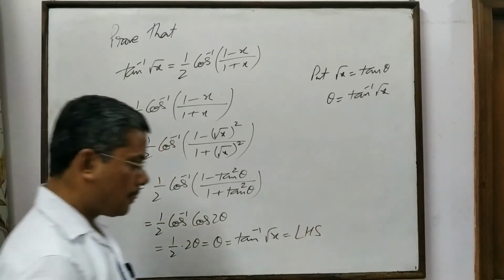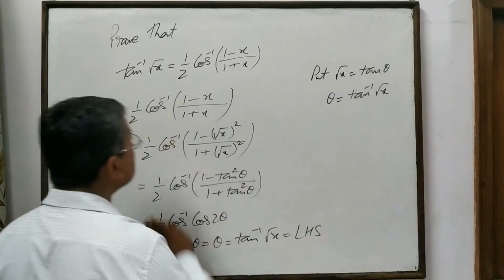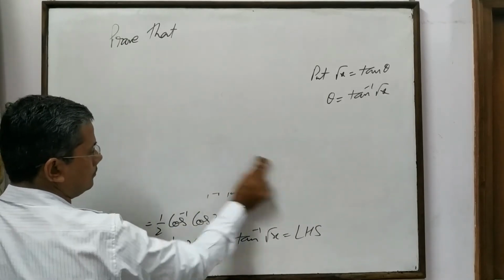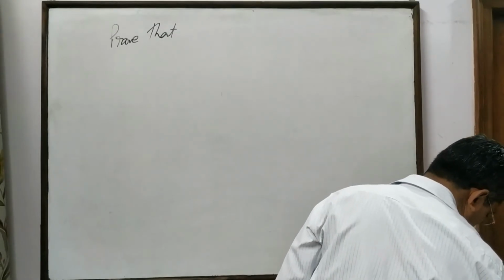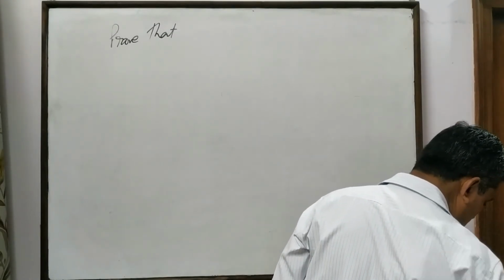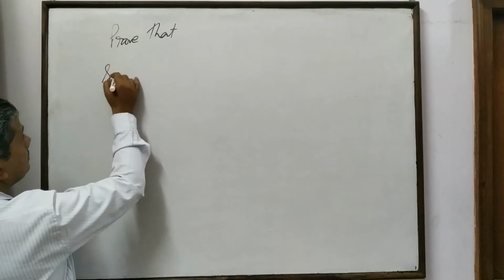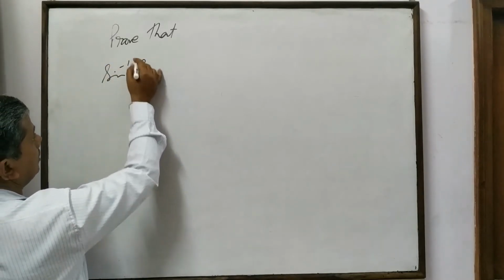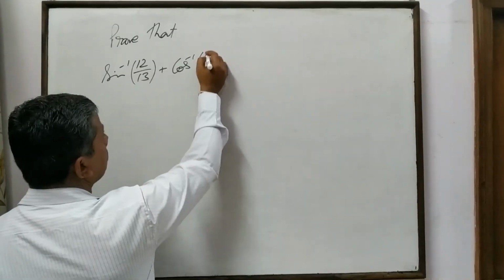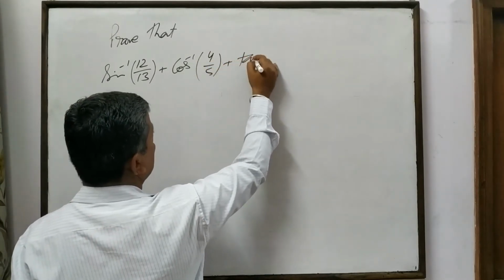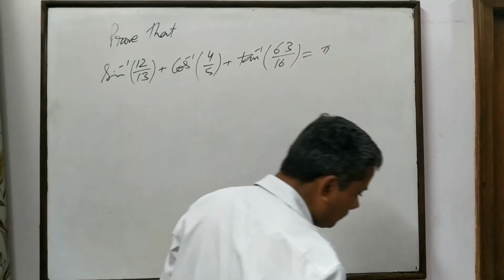Is that okay? So another question. Prove that sin inverse 12 upon 13 plus cos inverse 4 upon 5 plus tan inverse 63 upon 16 is equal to pi. This we need to prove.